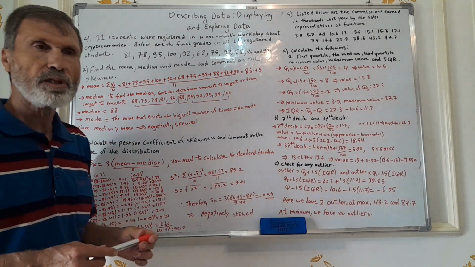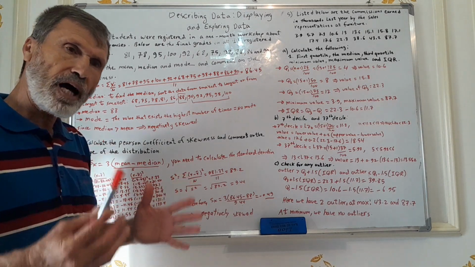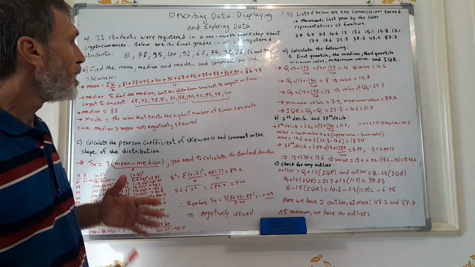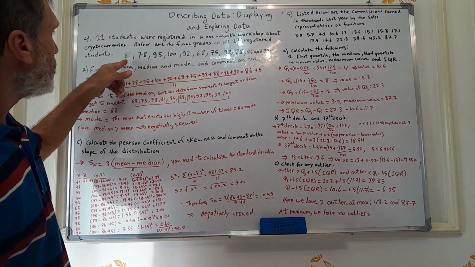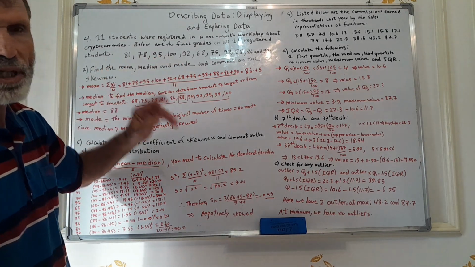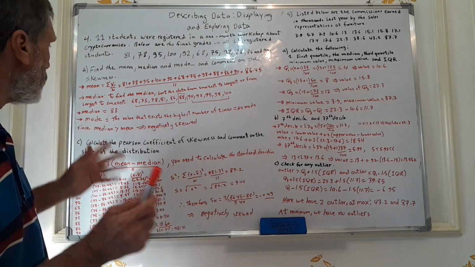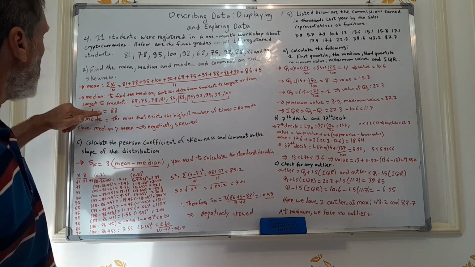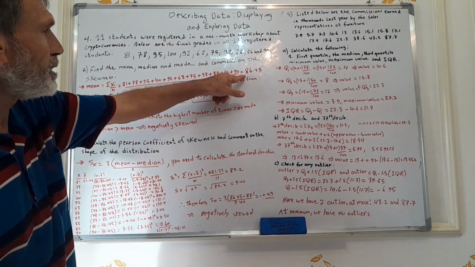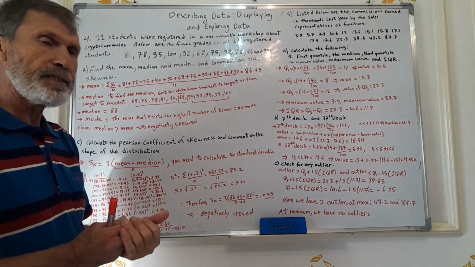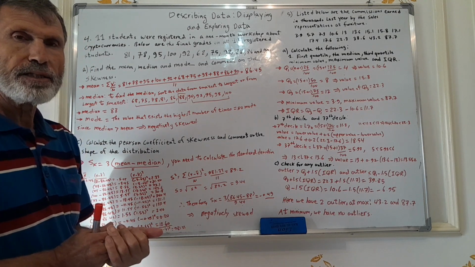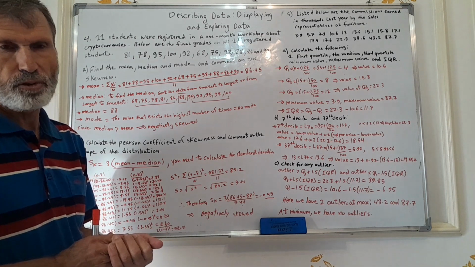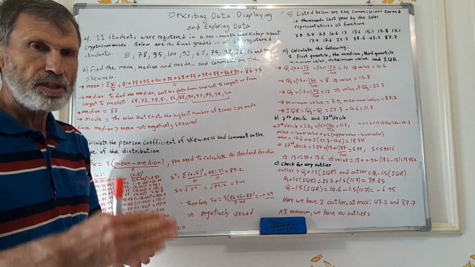What about the mode? The mode is the value that exists the highest number of times. As you can see, all values repeat once. Therefore, we don't have any mode. Now, the median is 88 and the mean is 86.4. Since the median is greater than the mean, we have a negatively skewed distribution. The distribution is skewed to the left.